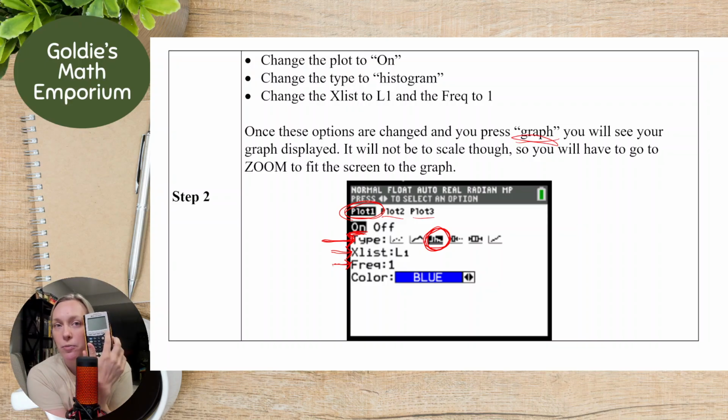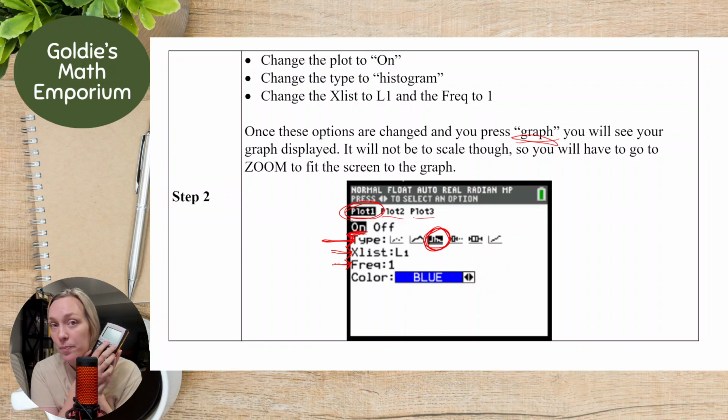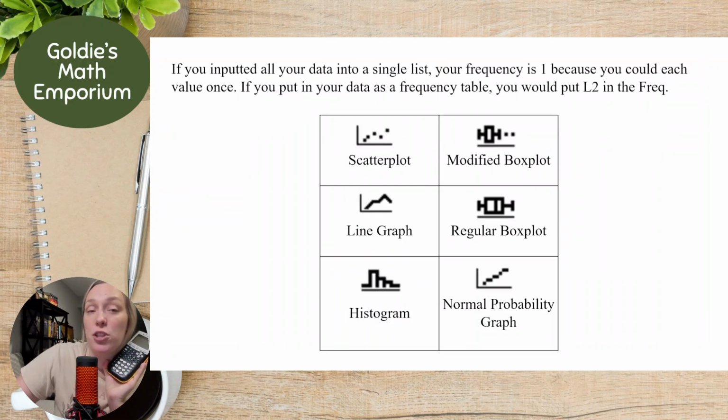So you're going to press the graph option on your calculator. It's the one over to the right here. Now, you probably won't see it, and that's because it has a different scale than the other graphs you may have done in Algebra 1 or Algebra 2. So you actually have to click zoom in order to fit the graph to the screen.